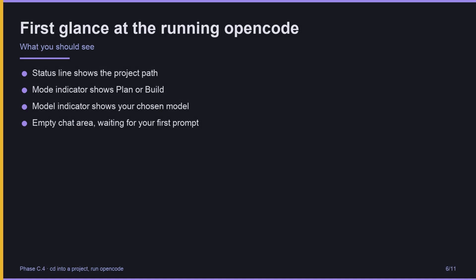First glance at running opencode. Status line shows the project path opencode is working in. Mode indicator shows plan or build, we'll cover modes in phase D. Model indicator shows the model you picked. Empty chat area, cursor blinking, waiting for your first prompt.